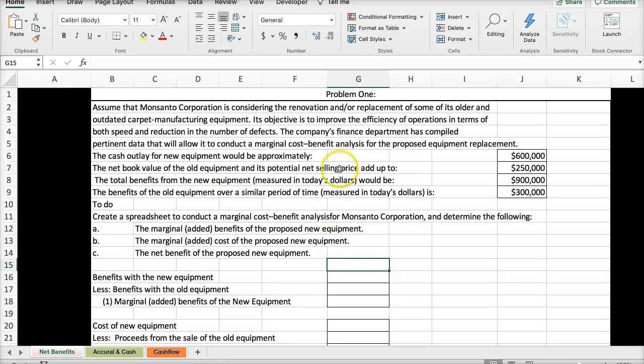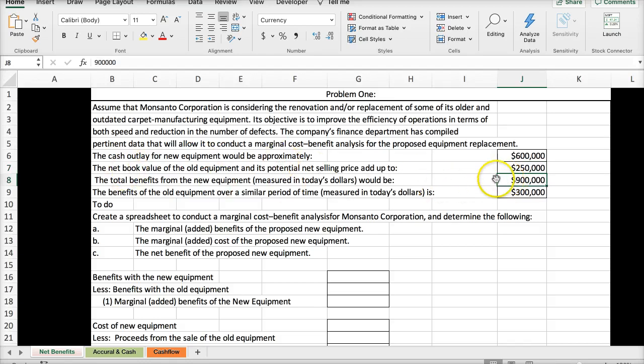Okay. So for the first problem, we're looking at this corporation and they're trying to consider a renovation and replacement of some old outdated carpet manufacturing equipment. The objective is to improve the efficiency of the operations in terms of speed and reduce the number of defects. So the company's finance department has put together data that allow us to conduct a marginal cost benefit analysis for the proposed replacement equipment. The cash outlay to buy the new equipment would be $600,000. The book value of the old equipment is $250,000. The total benefits of the new equipment in dollar terms will be $900,000.